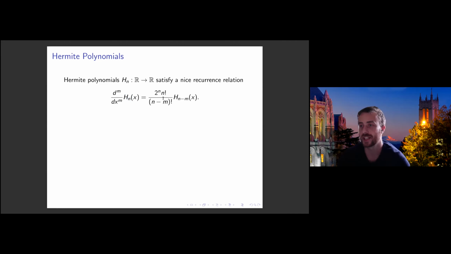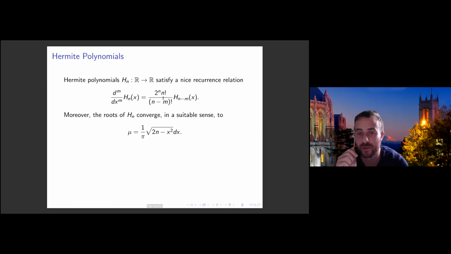So essentially what you find is that this family of Hermite polynomials is closed under differentiation. And this means that if the roots have a limiting measure, then the limiting measure has to necessarily follow the same evolution, and it does. The limiting density of these roots is, in a suitable sense, a semicircle distribution. So Hermite polynomials satisfy a semicircle distribution.